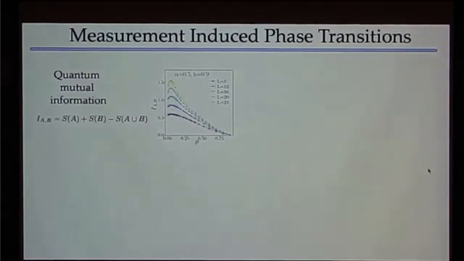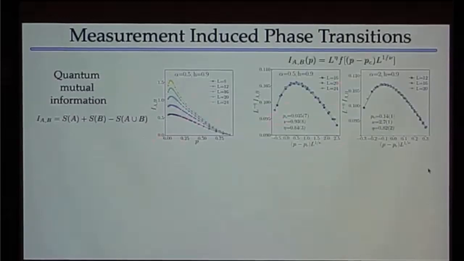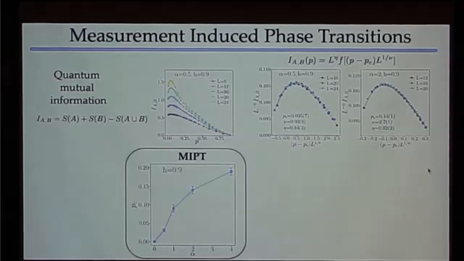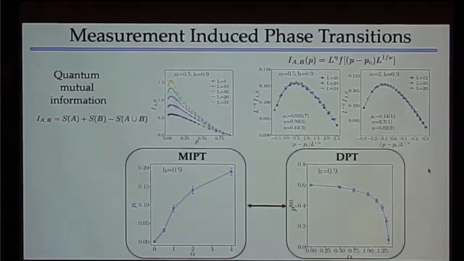For the measurement-induced phase transition, we looked at the quantum mutual information. We did finite size scaling to locate the PC, the critical p at which the transition occurs. What I want to show is the comparison between how PC for the measurement-induced phase transition and for the dissipative phase transition varies as a function of alpha. And as you see, the trend is opposite. For shorter and shorter range, the measurement-induced phase transition is more robust, whereas for shorter range, the dissipative phase transition dies out.